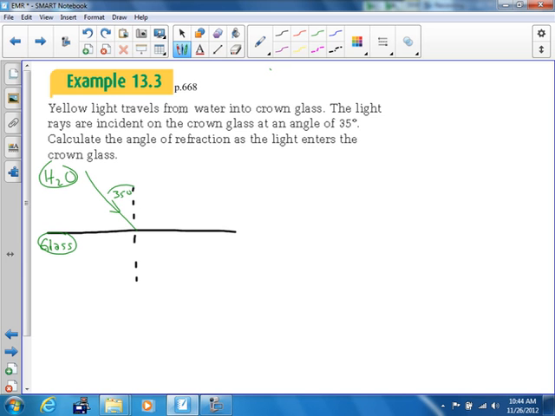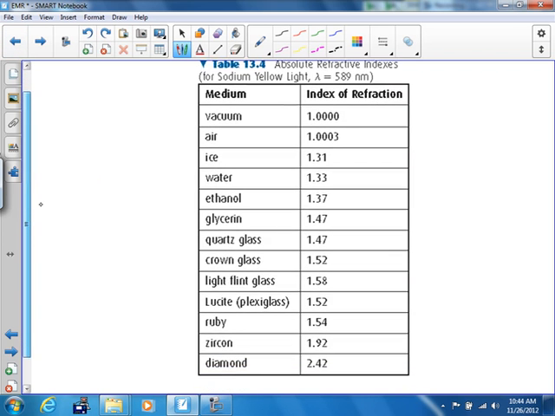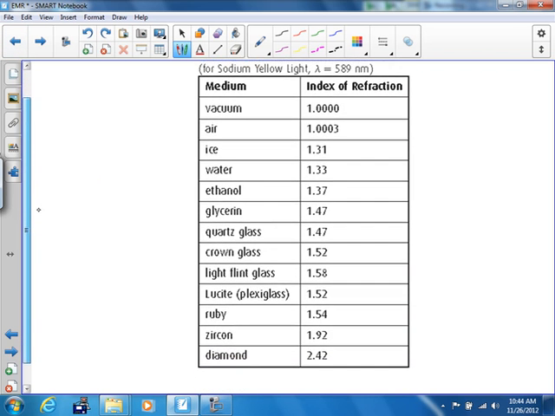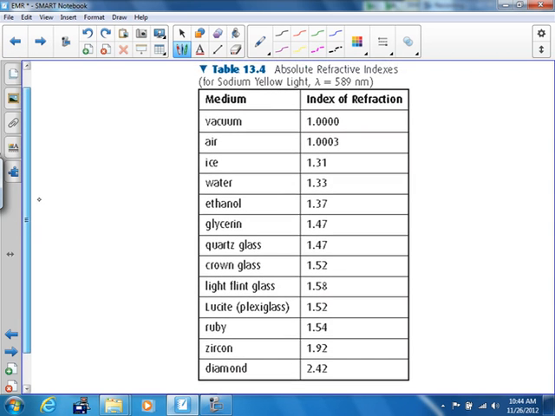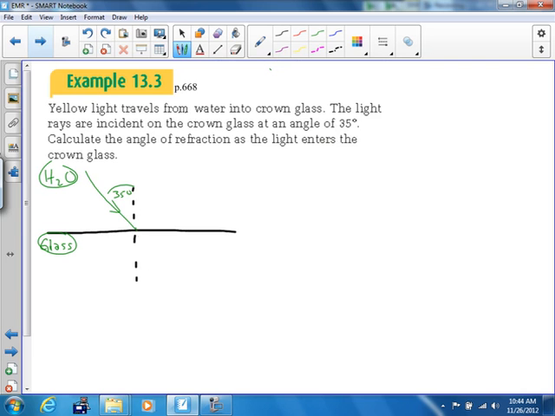I don't know. Water to crown glass? Don't know. Let's look at the indices of refraction here. Water is 1.33. Crown glass is 1.52. Is it going to speed up or slow down? It's going to slow down because it's going to a higher index of refraction. If it slows down, it's going to bend toward the normal line. And this angle right here, theta 2, is what we're trying to find.